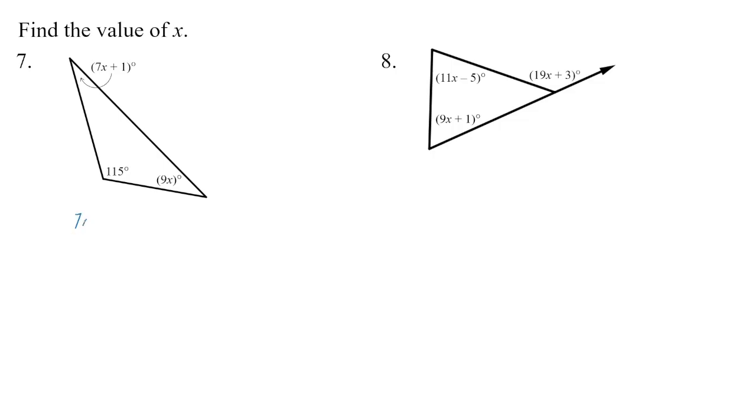So you would do 7x plus 1 plus 9x plus 115 equal 180. We use the triangle sum theorem to set it up. So now all you got to worry about is solving the equation. And we start by combining your like terms. So we got 7x plus 9x, which is 16x, and 1 plus 115 is 116.